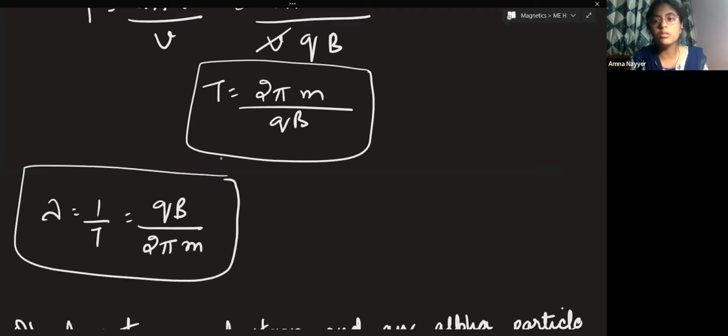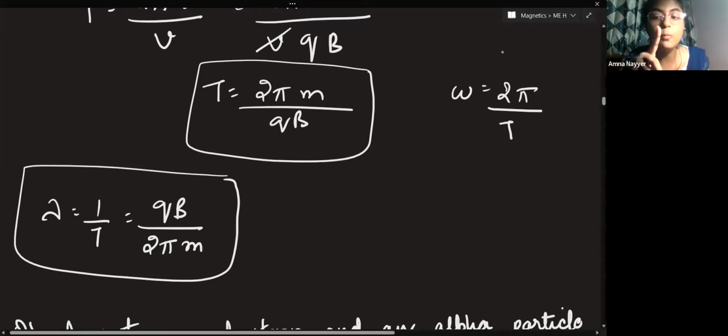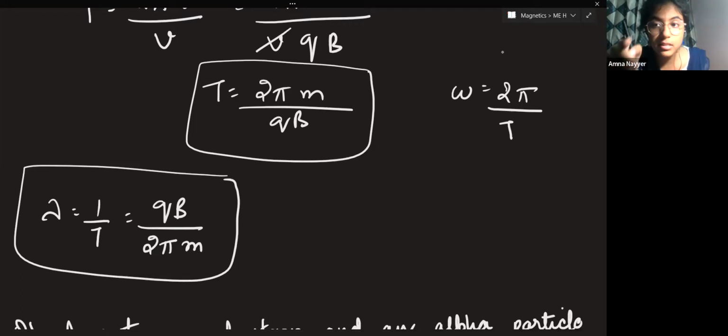And omega also. Omega is basically 2 pi divided by T. This relation, omega is equal to 2 pi by T, which you have studied in your rotational dynamics in class 11th. This relation will be used in alternating current as well. So do not forget this. Omega is equal to 2 pi by T. This is a simple formula. This will get used a lot.